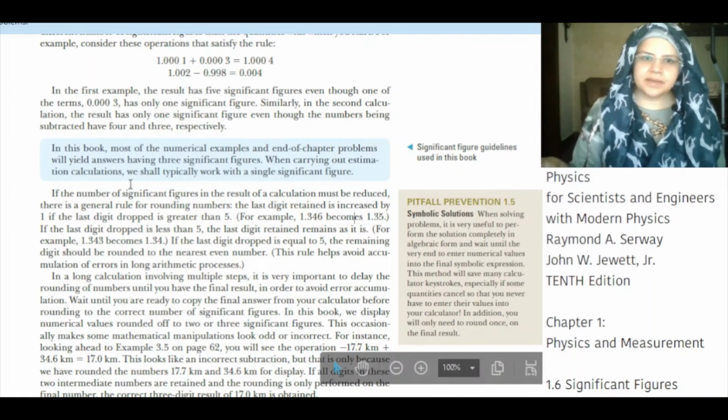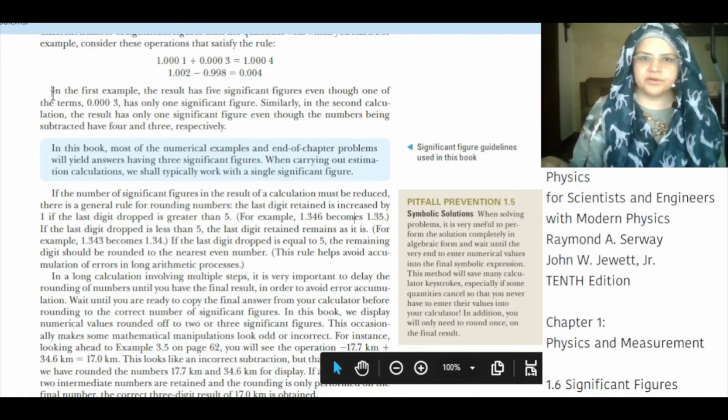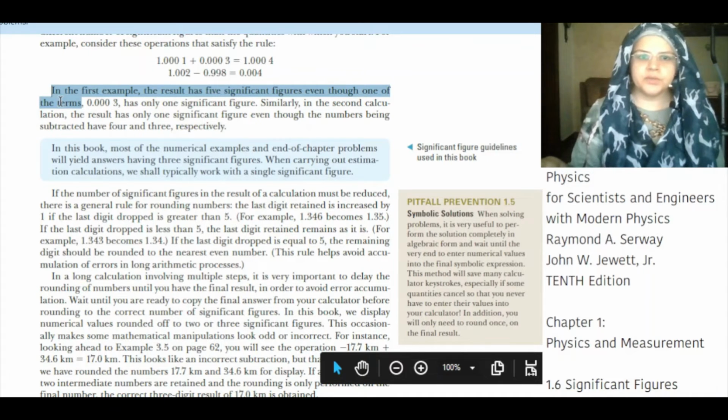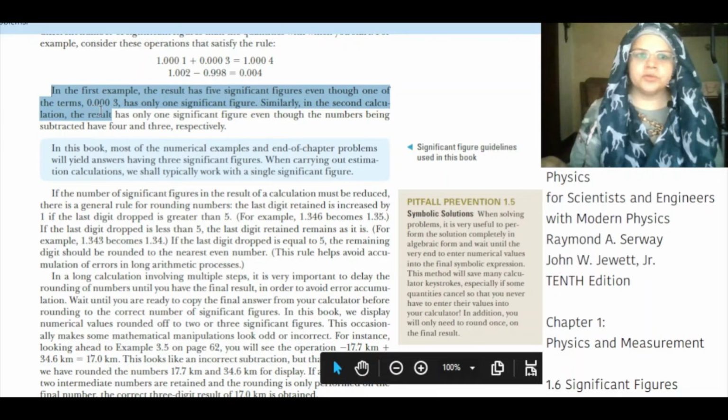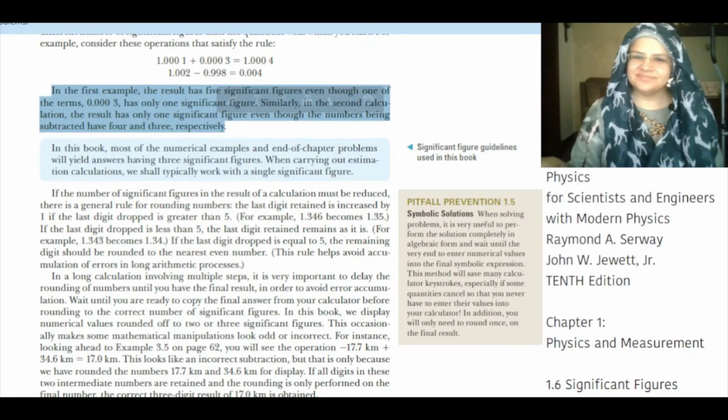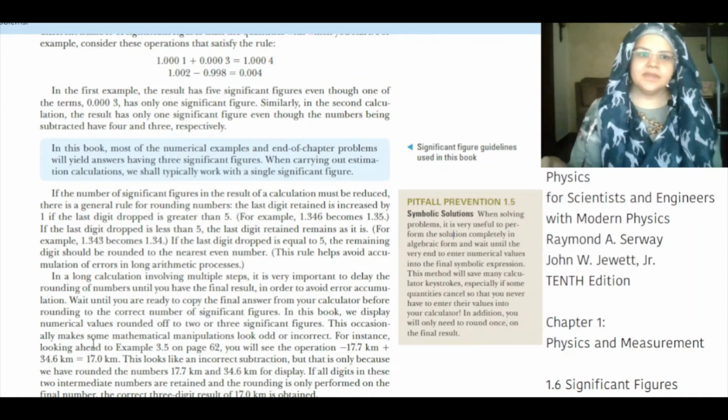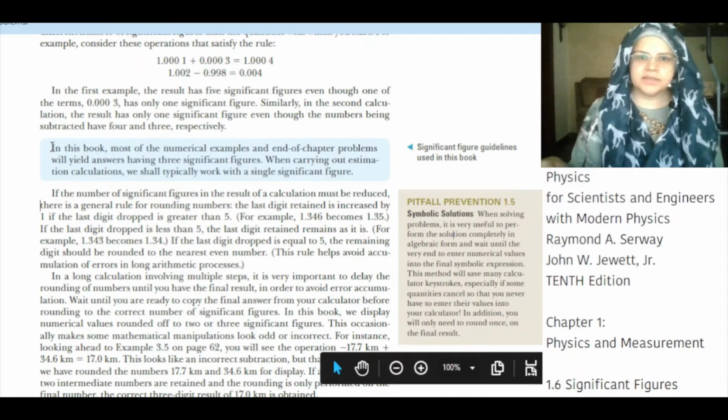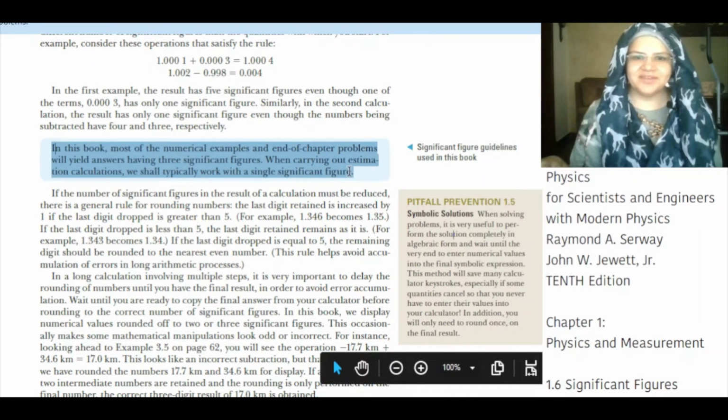In the first example, the result has 5 significant figures, even though one of the terms, 0.0003, has only one significant figure. Similarly, in the second calculation, the result has only one significant figure, even though the numbers being subtracted have 4 and 3 respectively. In this book, most numerical examples and end of chapter problems will yield answers having 3 significant figures. When carrying out estimation calculations, we shall typically work with a single significant figure.